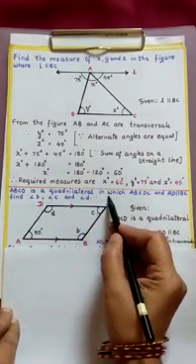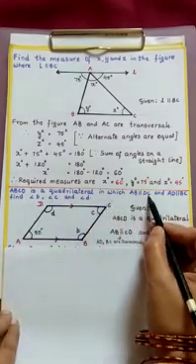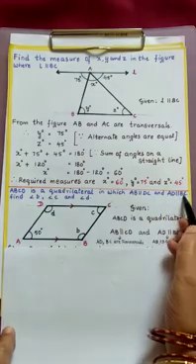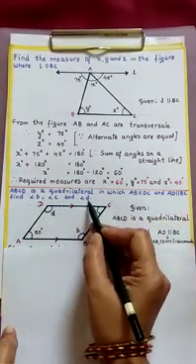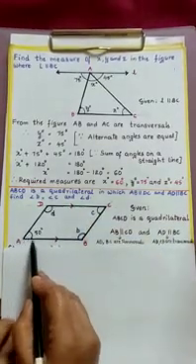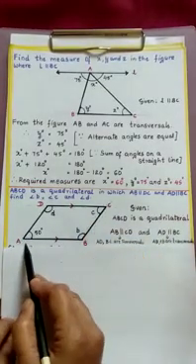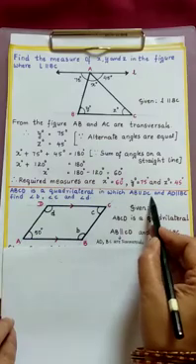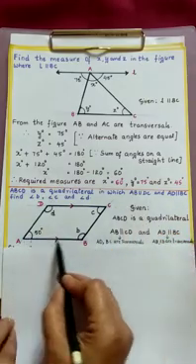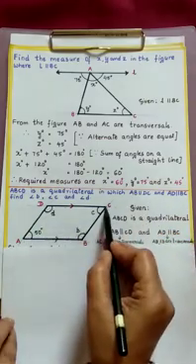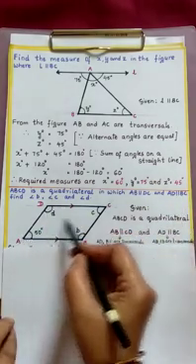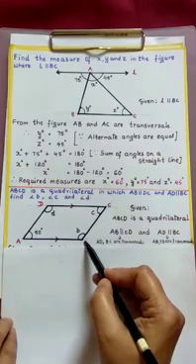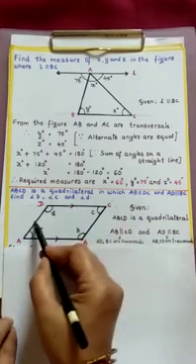ABCD is a quadrilateral in which AB is parallel to DC and AD is parallel to BC. Then you have to find angle B, angle C and angle D. You see here ABCD is a quadrilateral. What they have given? AB is parallel to DC, and also they have given AD is parallel to BC. So opposite sides are parallel here.